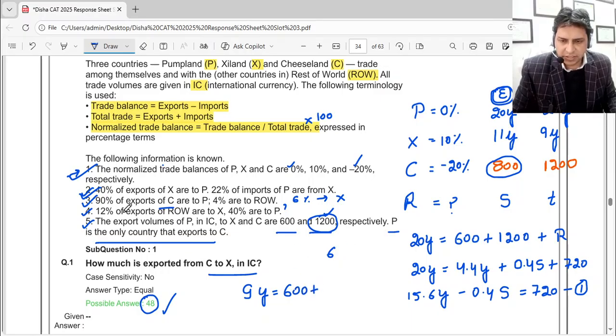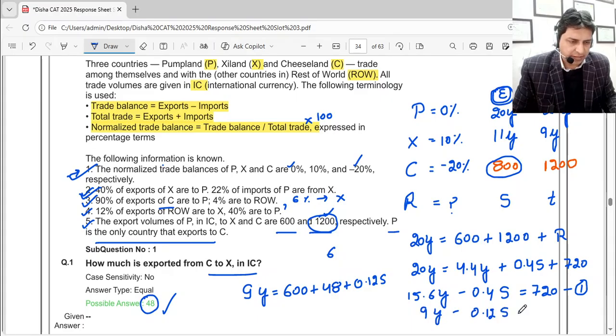Then from C, 6%, that is we just found out 48, and from the rest of the world 12%, that means 0.12 S. So we got another piece of information here, I believe. So we get 9Y, the next equation we get, minus 0.12 S, and that is equal to 648. Now I believe we can solve this equation.